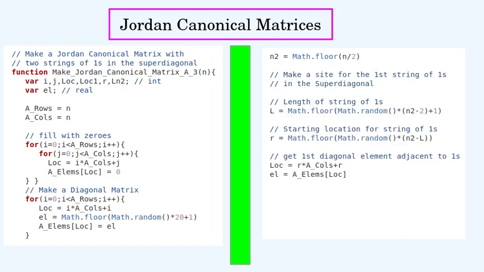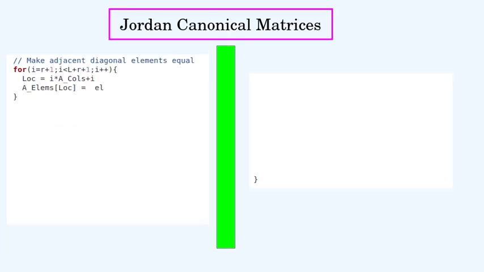Then we'll get the length of the string and the location of the start of this string of ones and get the value of the diagonal element at the head of this string of ones like in the last matrix function. Then we'll copy this string of ones into the superdiagonal. And we'll make all of the diagonal elements that need to be equal here.